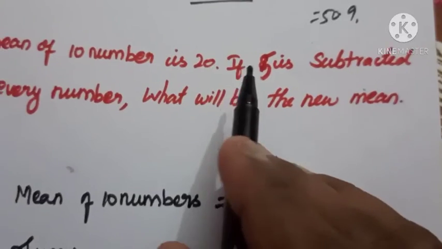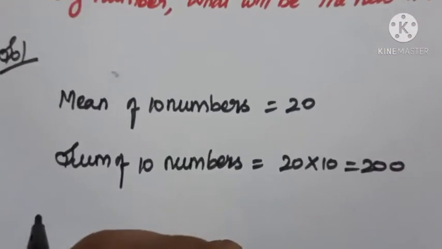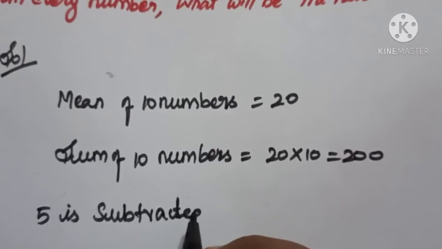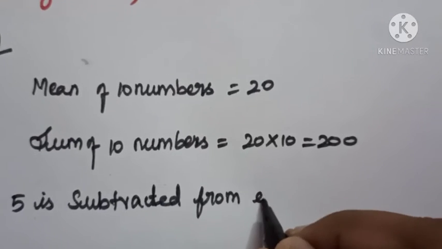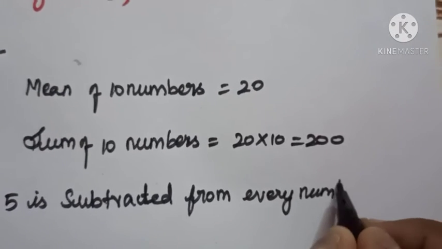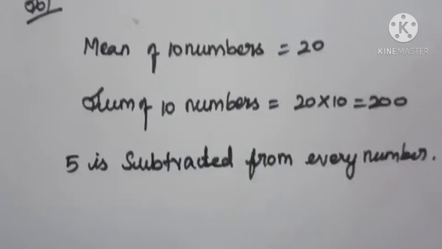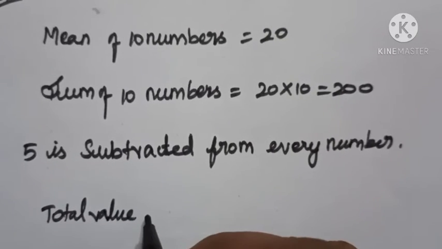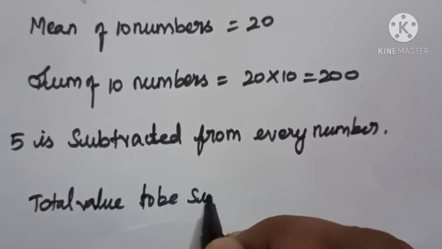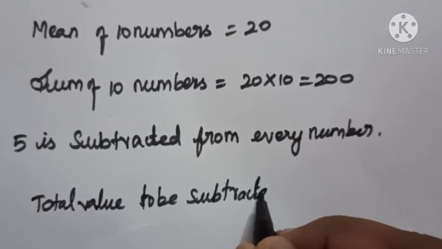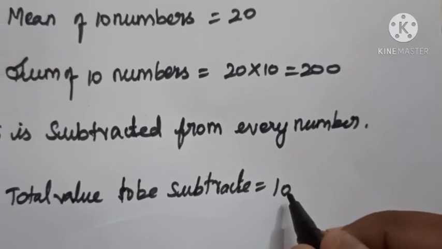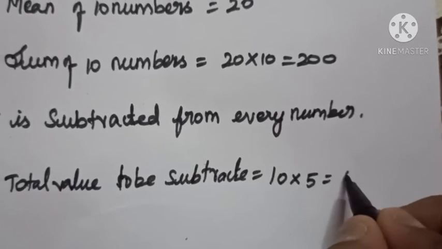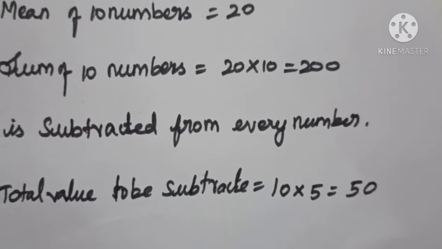Next, what they have given is that 5 is subtracted from every number. So how many numbers are there? Totally 10 numbers. So the total value to be subtracted: how many numbers are there? 10. How much do you need to subtract from each value? 5. So 10 5s are 50. So the value 50 is subtracted.